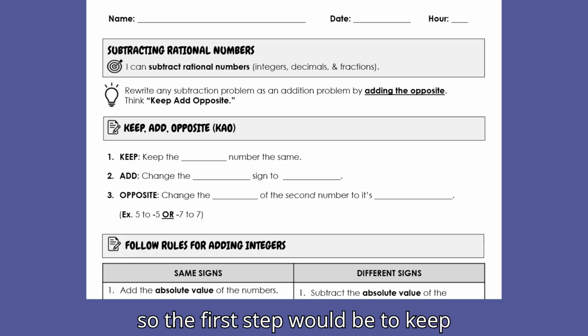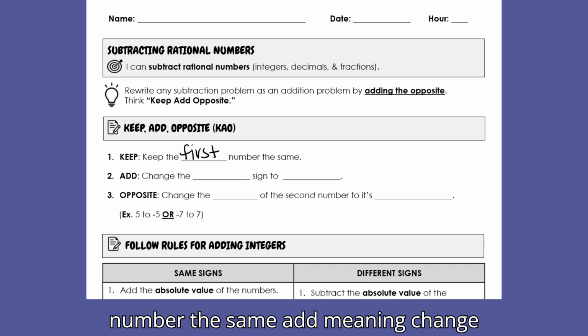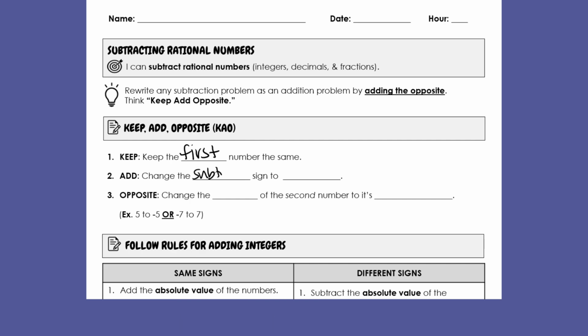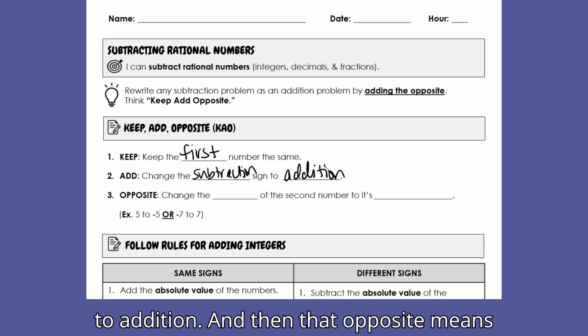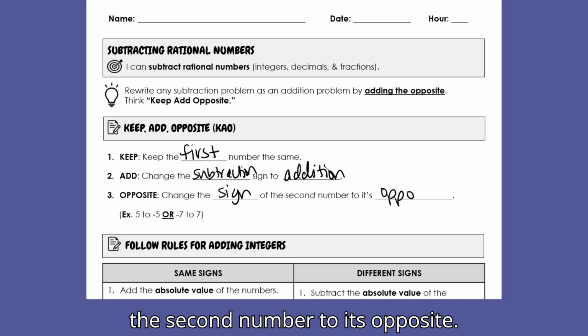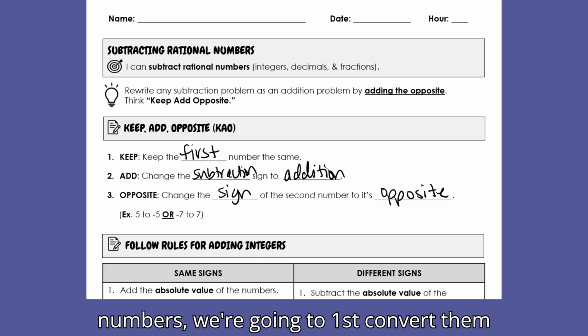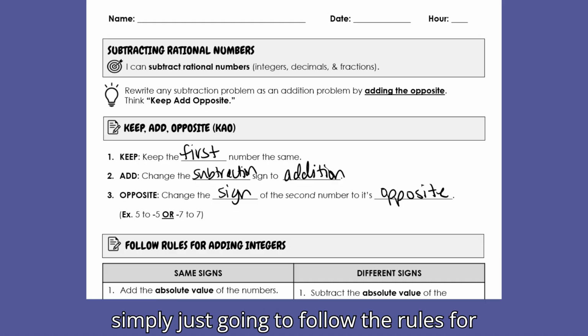And so the first step would be to keep the first number the same. Add meaning change the subtraction sign to addition. And then that opposite means that you're going to change the sign of the second number to its opposite. So when we go to subtract rational numbers, we're going to first convert them to addition problems. And then we're simply just going to follow the rules for adding integers.